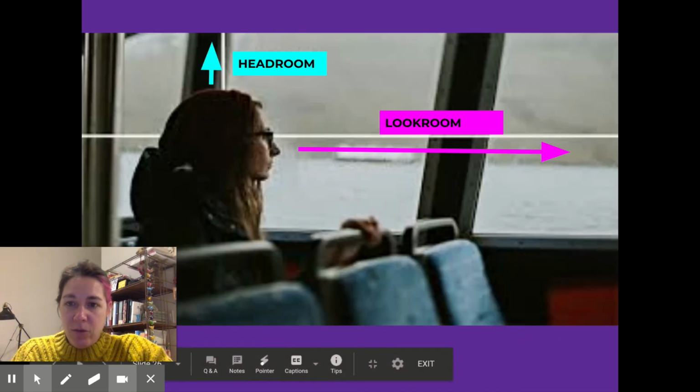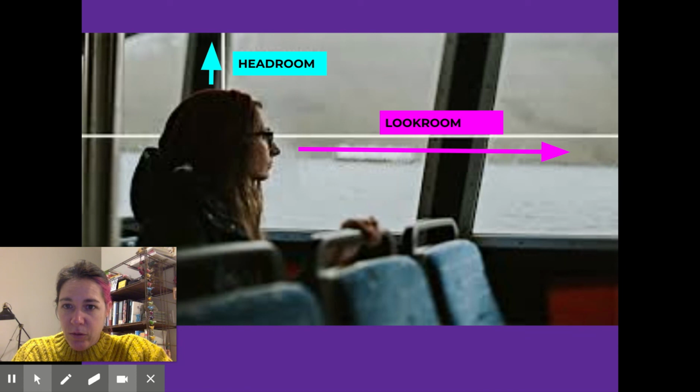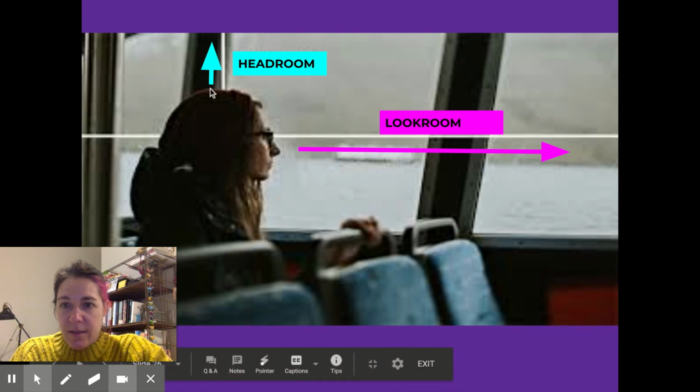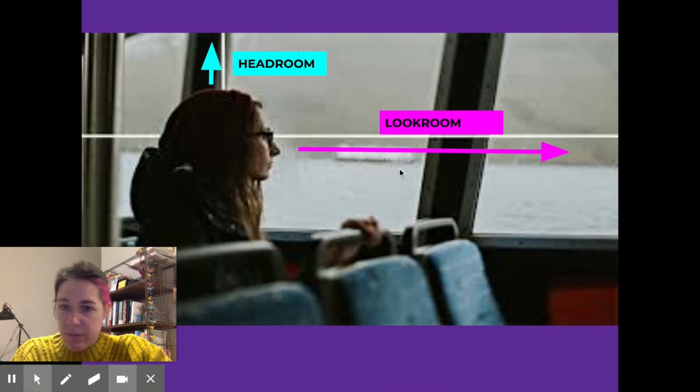Okay, and headroom, just to go back to that idea of look room, is similar to look room, except headroom is distance vertical from the top of your head, and look room is horizontal distance, right? So if she's turned sideways, that look room is in the direction she's looking.